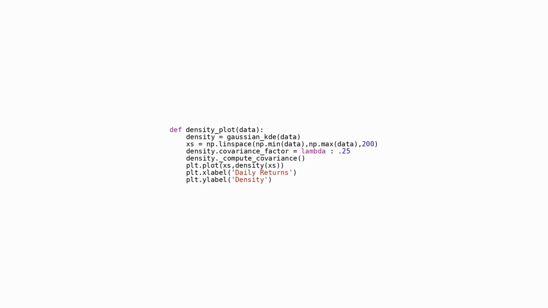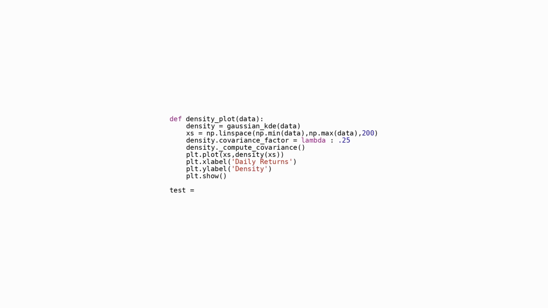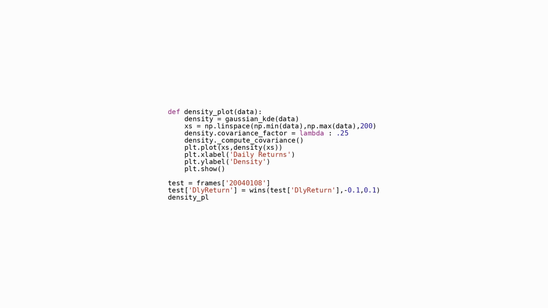The density estimation is plotted against the XS values using matplotlib, as indicated by the PLT alias, producing a line plot of the density function. The plot is then labeled with daily returns as the x-axis label and density as the y-axis label before being shown. After defining the function, the rest of the code performs an operation on a selected subset of data from frames, indexed by the date 20040108.